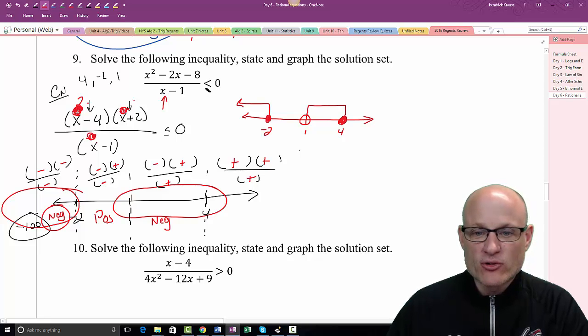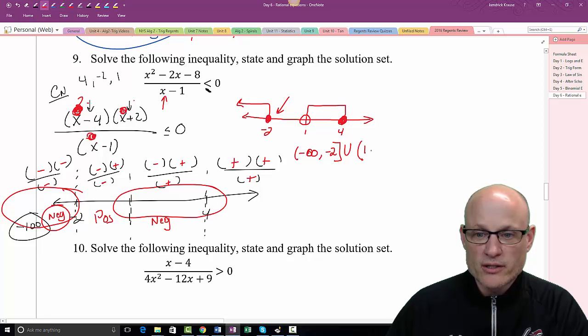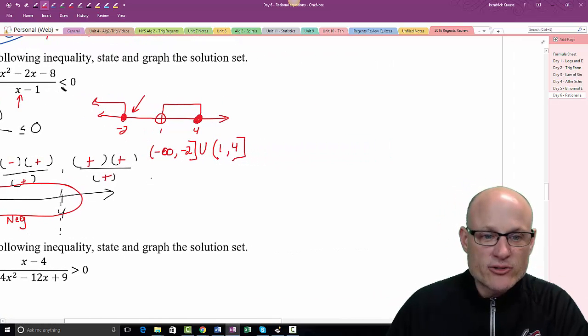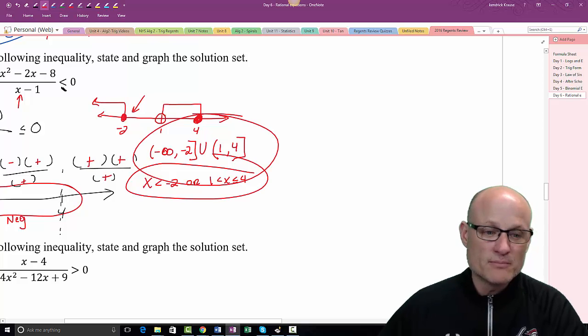Now, if I want to give this answer in interval notation, it's parentheses, negative infinity, comma, negative 2 bracket, because it can be equal to, union, parenthesis 1, comma, 4 bracket. Okay? If you did it in standard notation, it's x is less than negative 2, or 1 is less than x is less than or equal to 4. That was a very hard problem.